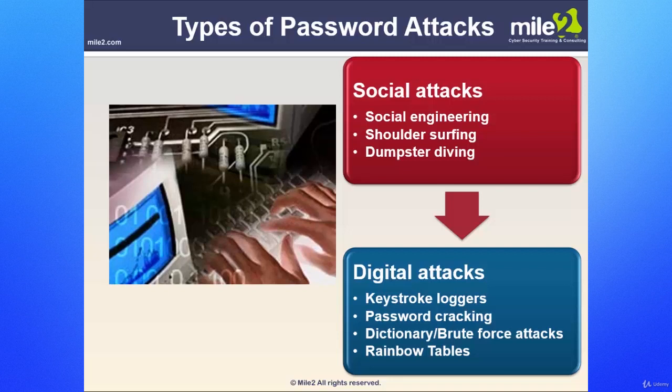Right, we have digital attacks, and the digital attacks will go from keystroke loggers to password cracking using tools like Offcrack, John the Ripper, things of that nature. Looking at dictionary and brute force attacks, and what we call rainbow tables, which are our pre-computed hash values that are stored in the database that just get checked and verified. And with that, we have the ability to very quickly find out weak passwords.